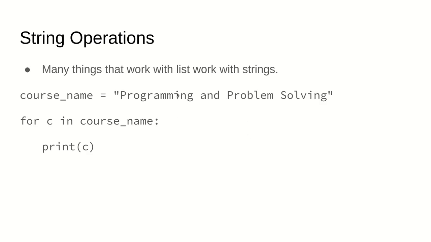Another thing that's pretty parallel to how lists are done is that you can loop over strings. You can loop over each character in the string with a for loop. For example, here I've defined course name equals programming and problem solving, and then I'm looping over each character. I've called my loop variable C. Now again, I say character, but it will be a string that is 1 character long. So I loop over each character in course name, and I can print that character. That would print each character from this string on its own line.